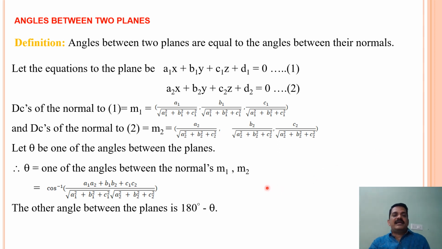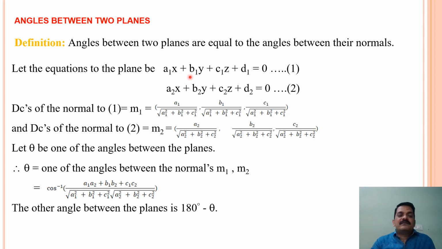Next, second one, angles between two planes. Here a1x plus b1y plus c1z plus d1 is equal to 0 and a2x plus b2y plus c2z plus d2 is equal to 0 represent the two planes. Then the angle between two planes is equal to the angle between their normals. So here, the first plane equation is a1x plus b1y plus c1z plus d1 is equal to 0. The second plane equation is a2x plus b2y plus c2z plus d2 is equal to 0.